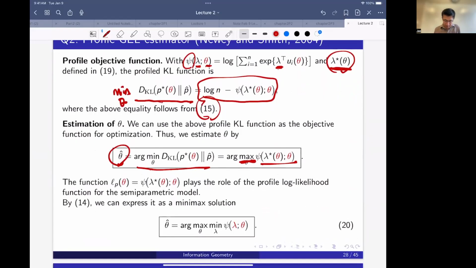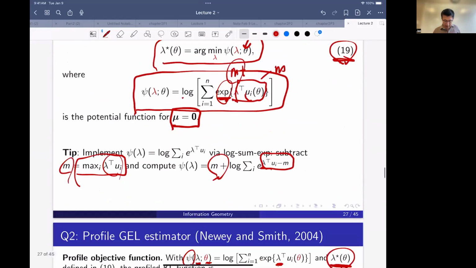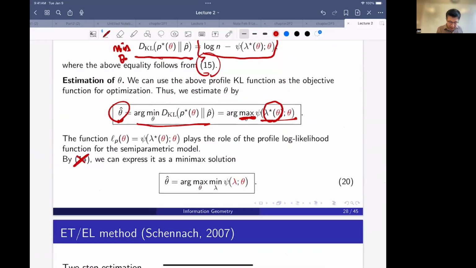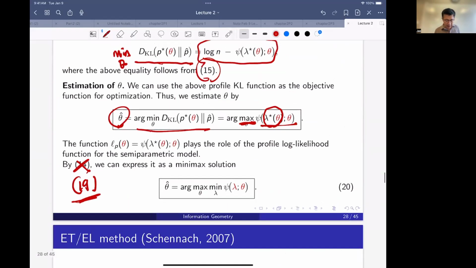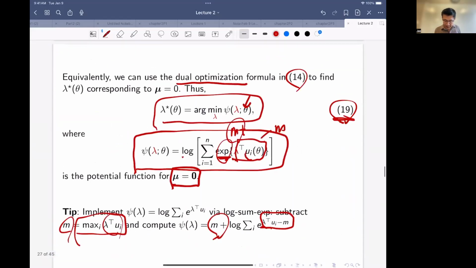And because lambda star is indeed minimum for 19. So actually this is 19. Sorry. Okay. There's a typo. This is 19, not 20, not 14. Because 19 means this lambda star is minimum. Okay.